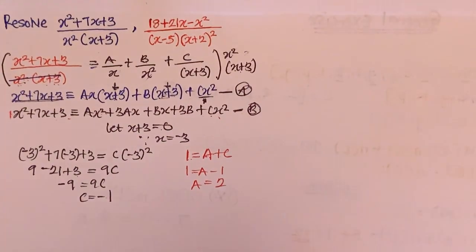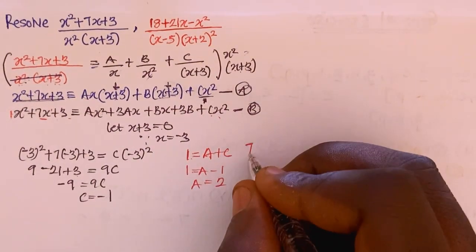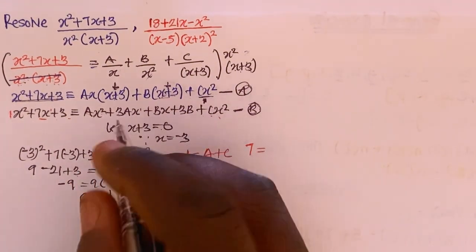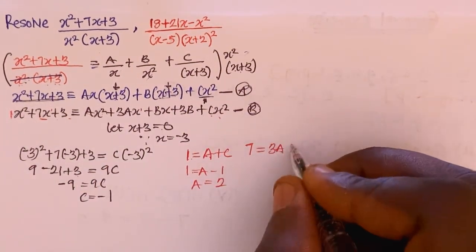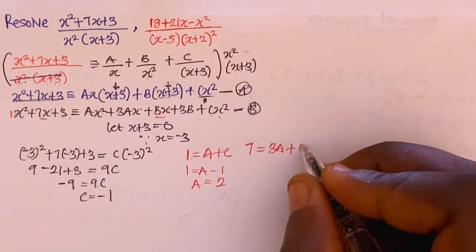Right? So the next thing I'm going to do is look at the x power 1 here and here, which is 7. Then I'm going to say this is 7, which is equal. Then I'll check this side. Which one has the x power 1? I'm having 3a, then plus the next one, I think this is b. B is carrying this power 1, so that's plus b x, right?